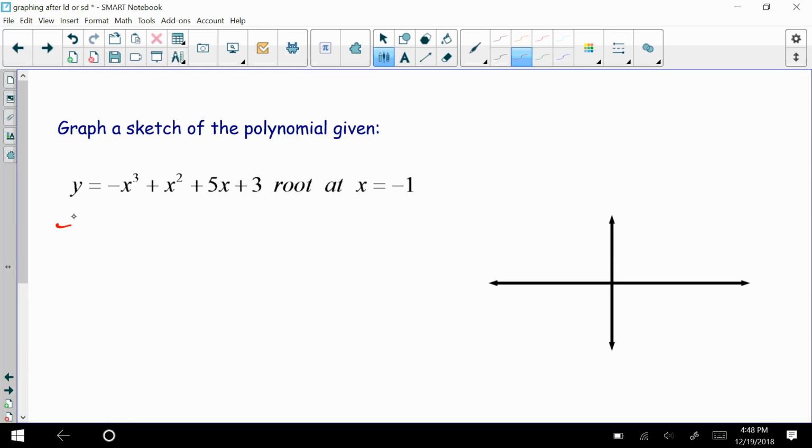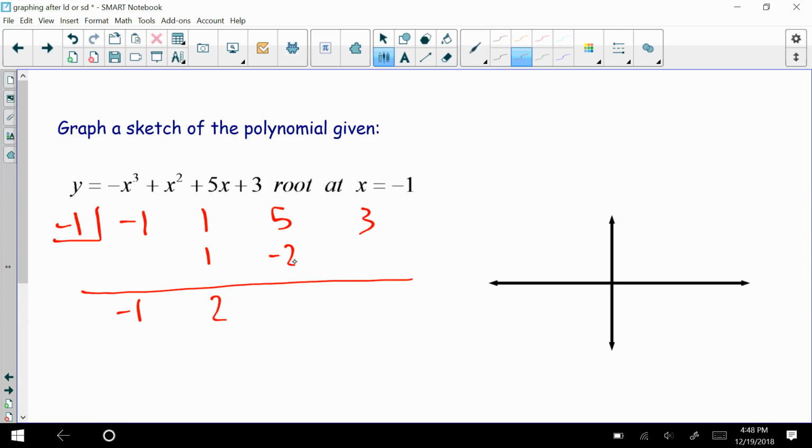So I have a root at -1. I'm going to test that first. Now be careful, because this is a -1 that's going to start a 1, a 5, and a 3. So that means I'm bringing down a 1. 1 times -1 is -1. 5 plus -1 is 4. 4 times -1 is -4. Bring down that, I get -1.